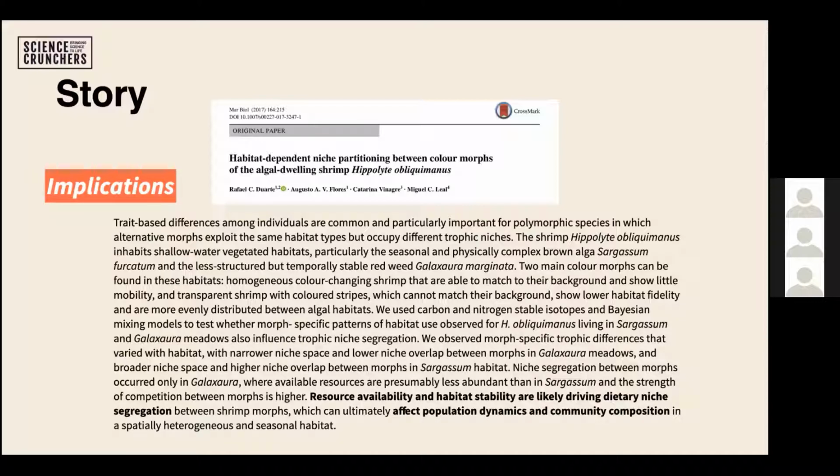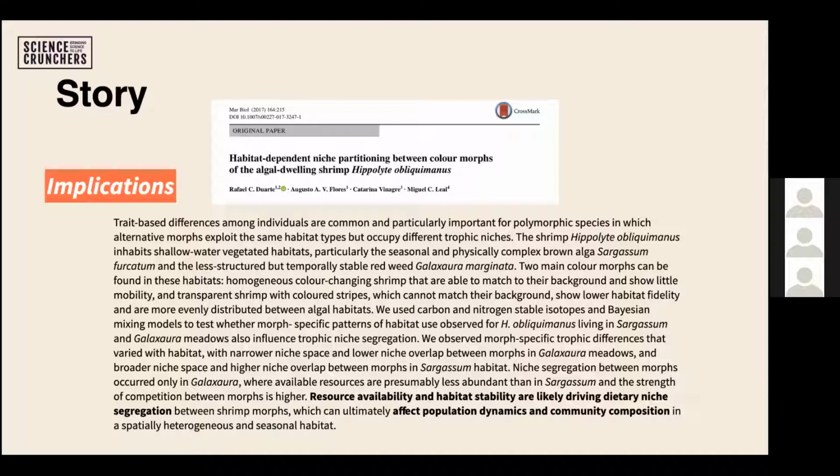And then implications: resource availability and habitat stability, which can be directly linked with pollution, eutrophication, climate change, etc., are likely driving dietary niche segregation. And this will affect the success of each color morph, affect population dynamics, community composition, etc.